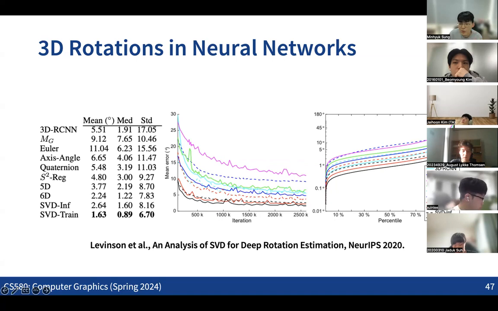So this was a quick overview of some essential things about rasterization and 3D rotation. I hope this will be useful when you implement graphics applications, and especially for the neural rendering contest that we are going to do at the end of the course.